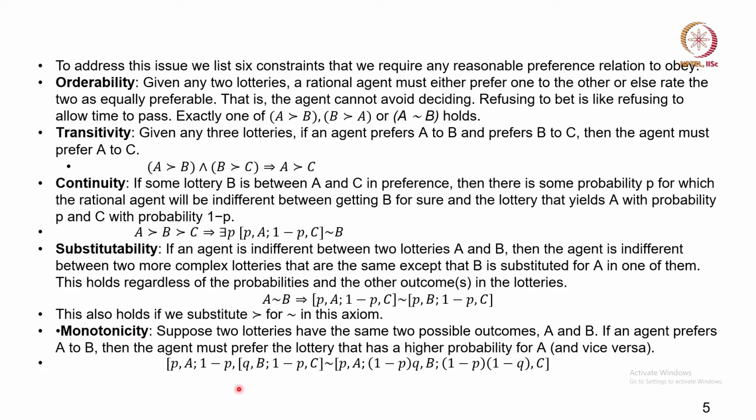Next is monotonicity. If you have two lotteries with the same two possible outcomes A and B, and the agent prefers A to B, then the agent must prefer the lottery that has a higher probability for A. So this is one lottery: A with probability P and B with probability 1 minus P. You have another lottery here, B with probability Q and C with probability 1 minus Q. So this will be equivalent to having a lottery with A, B and C in this way.